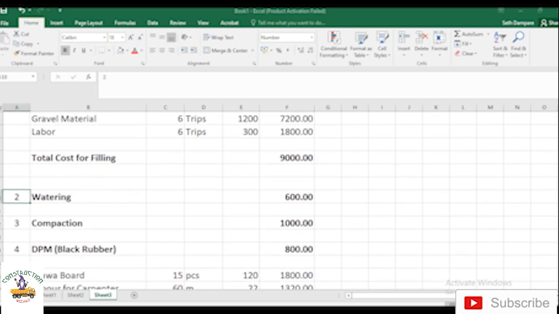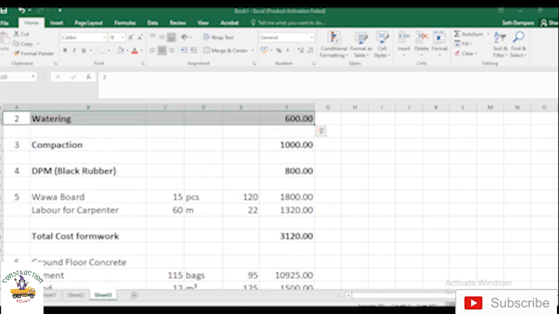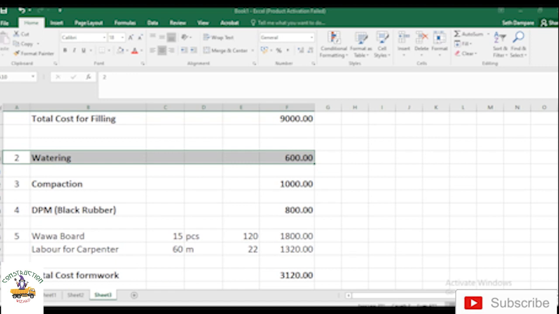Let's quickly move to the watering. The watering, as I said earlier on, amounted to 600 cedis. The first level of the filling cost us 300 cedis. The second level also cost us 300 cedis. And so we used 600 cedis for the water. The water we use is to water the filling material so that it can consolidate well after compaction.